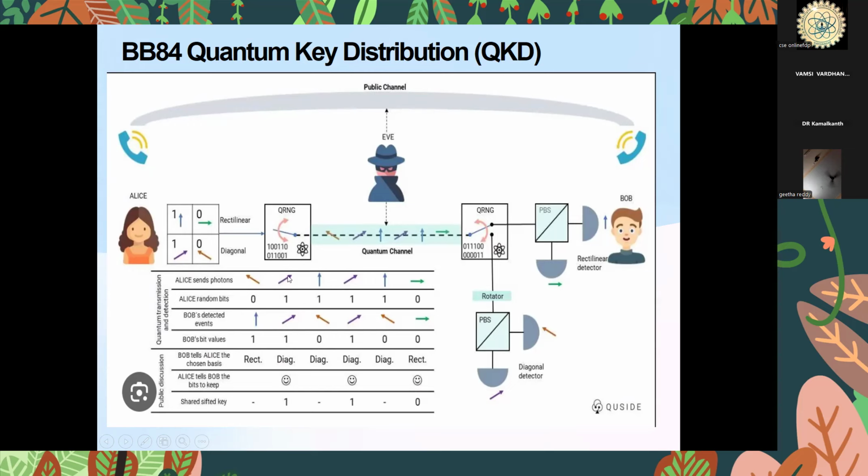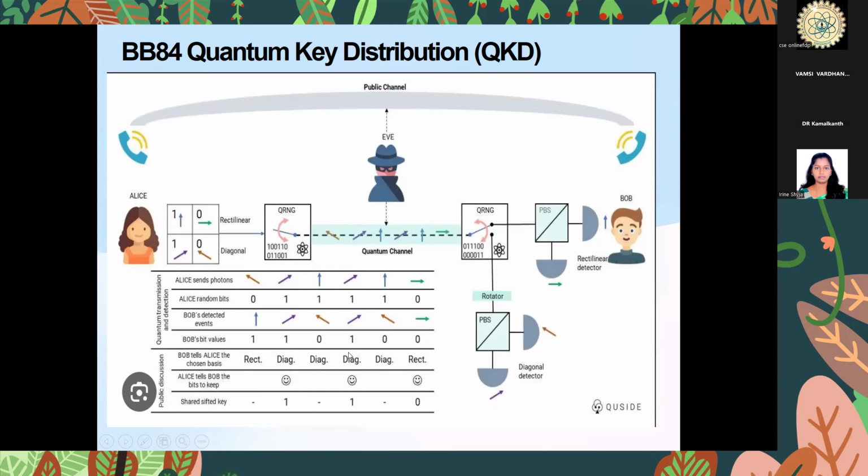Now the second one: Alice sends in the diagonal basis, the upper diagonal direction, and that is 1. Bob is also detecting in the upper diagonal, that is 1. So that means he is guessing correctly. In the third one, Alice is sending in the rectilinear basis, upper or lower, and this is 1. Bob is measuring in the diagonal basis, and this is 0.